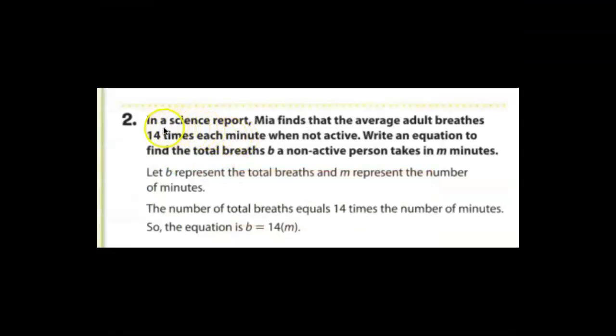In this next example that they've done for us, it says, in a science report, Mia finds the average adult breathes 14 times each minute when not active. Write an equation to find the total breaths, B, and they've already given us the variable, a non-active person takes in M minutes. So M is going to represent minutes. So B is the total number of breaths, M is the total number of minutes. So the total number of breaths equals 14 times the number of minutes is going to be the verbal description.